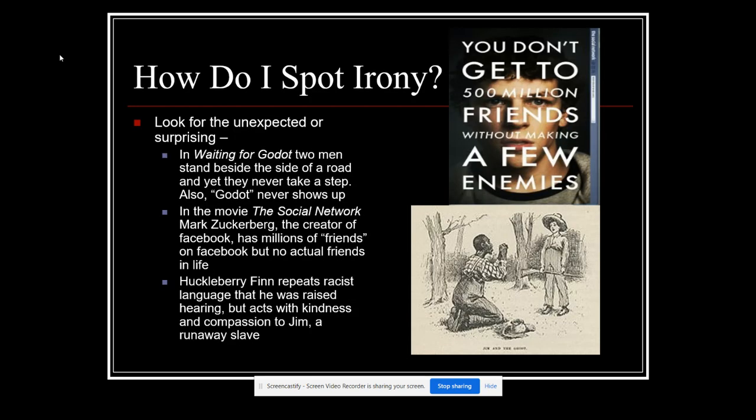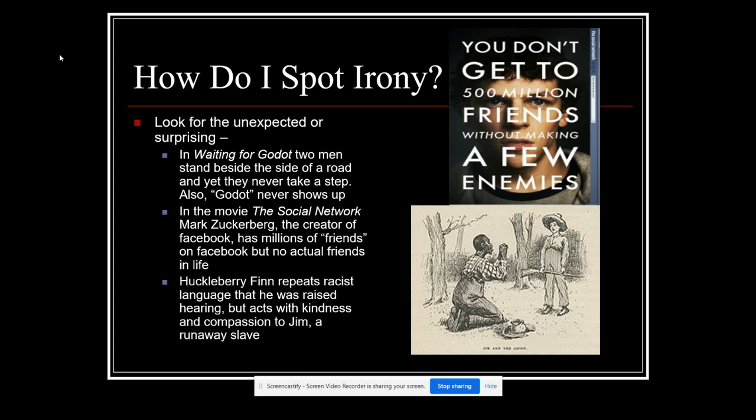Okay, finally, irony. Make sure that you look for the unexpected or the surprising in a story. There's situational irony, which is a twist ending. Dramatic irony, which is when we know more than the characters in the story. And then there's verbal irony. So as we go through this unit, we'll pick out all three types of irony, but it's useful many times to just try and look for what is unexpected.